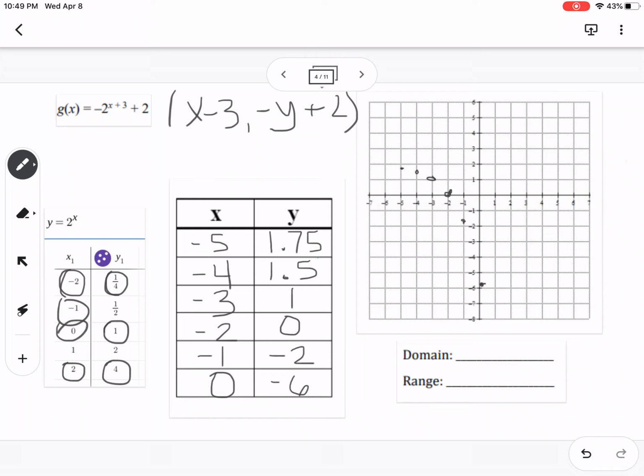Okay, so you can see that it's curving, and then you should also see that your horizontal asymptote is at y equals 2. So we know our graph's never going to touch that. And we're going to connect the dots. And there's our graph. Beautiful. All right, our domain, -infinity to infinity, and our range is going to be -infinity to 2.